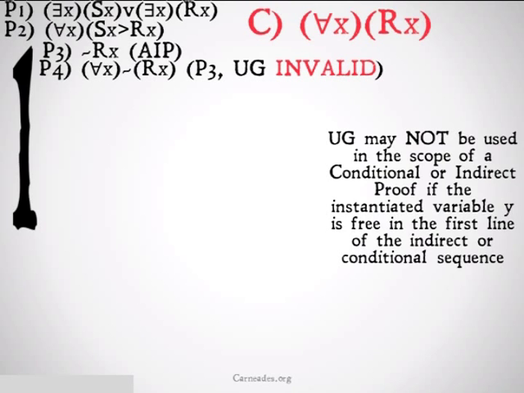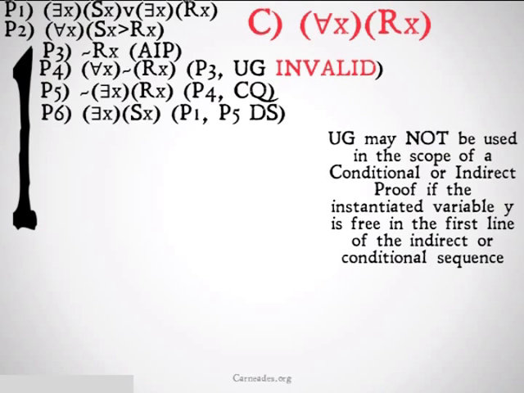Then we would do our invalid universal generalization, which is going to be for all x, it's not the case that x is an R. Once again, it's going to be invalid because we're taking that free variable in the first line of our indented sequence, and we are using universal generalization on it. Then we'll do change of quantifier to get it's not the case that there exists an x such that x is R. We'll do disjunctive syllogism from 1 and 5 to get there exists an x such that x is S.